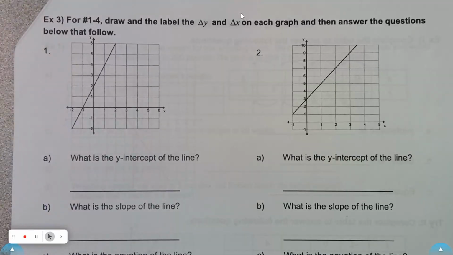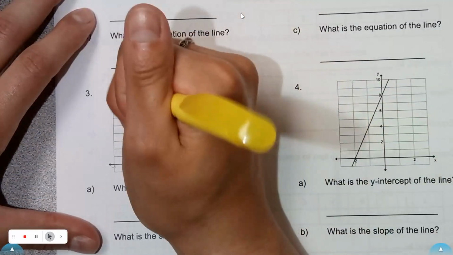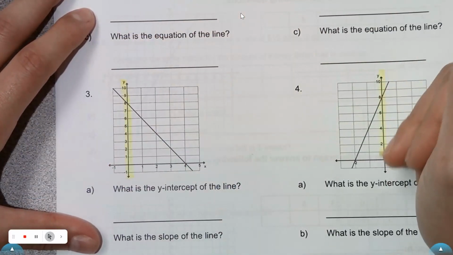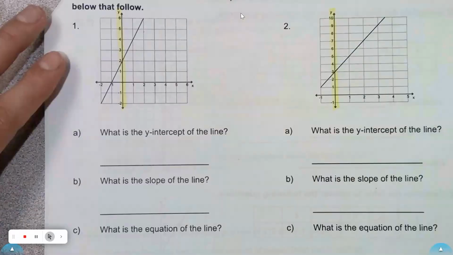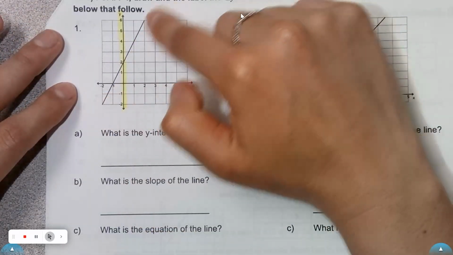So more practice of the same thing. The only thing that we're going to add this time is the y-intercept or the start. So if I look at number 1, your y-intercept is wherever it touches the y-axis. So what I'm going to do is I'm going to highlight the y-axis for all of these. So it's very clear to me where I'm starting. Okay, if I look at number 1, I want to see where my line touches the y-axis, the yellow line. And it touches right here at the number 2.